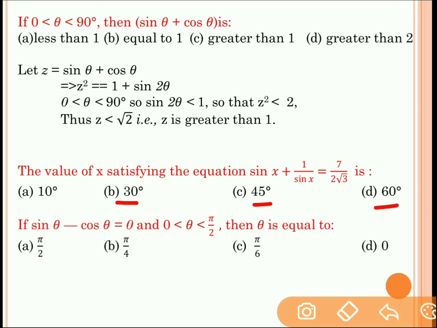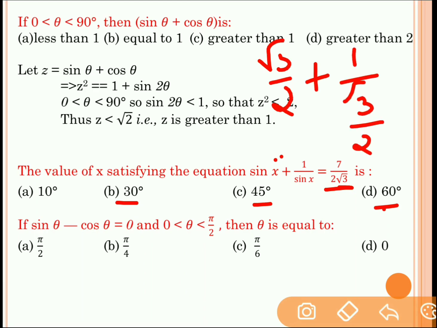Now in this expression root 3 is there, and in sin 60 the value of sin 60 is root 3 by 2. So the logical guess is to keep the value of x as 60 degree. So if you keep value of x as 60 degree, then sin 60 will be equal to what? Root 3 by 2 plus 1 by sin 60, that is equal to root 3 by 2. And if you solve this expression, you will get the answer as 7 by 2 root 3. So simply by going through the options, if there are standard angles, then you can directly substitute those standard angles in the given expression and check whether left hand side is equal to right hand side or not.